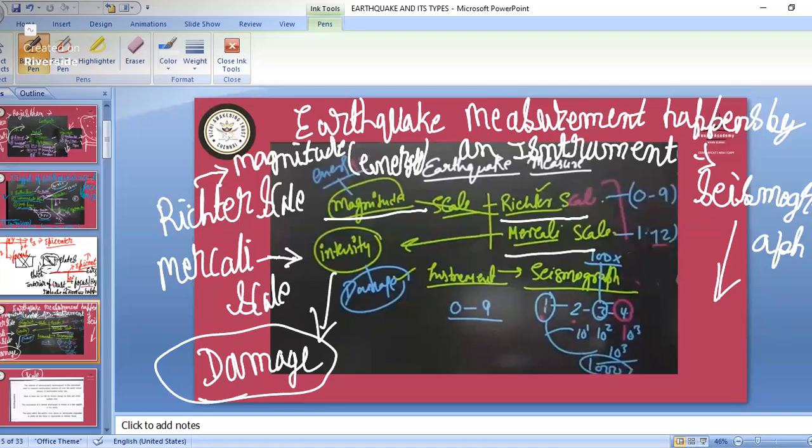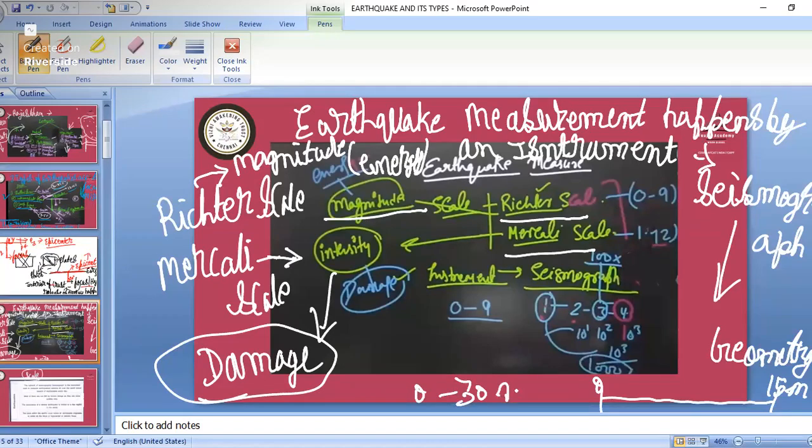So on the Richter scale, when we are measuring, think of how, when you are using a geometry box for drawing diagrams, you use some scales. On that scale, if it is a short size scale, it will be 0 to 15 meter, and if it is a long size scale, it will be 0 to 30 meter. Similarly, on this part also, we have the representation on the scale.